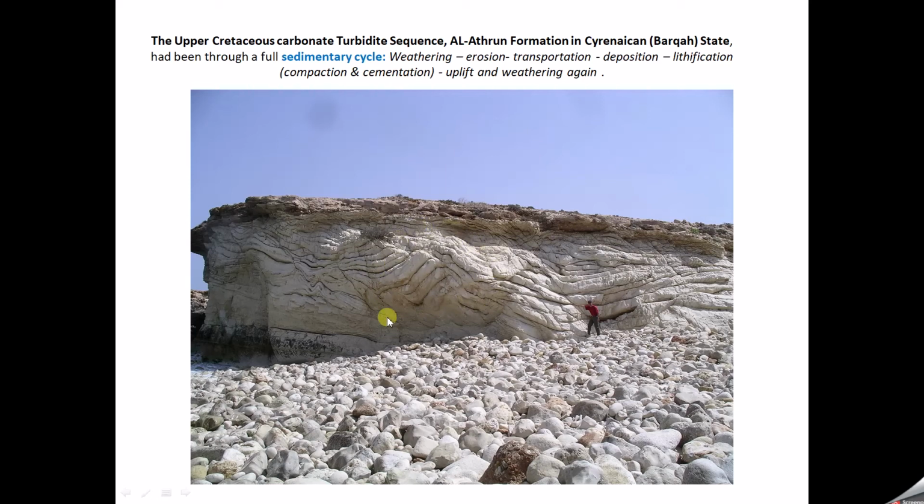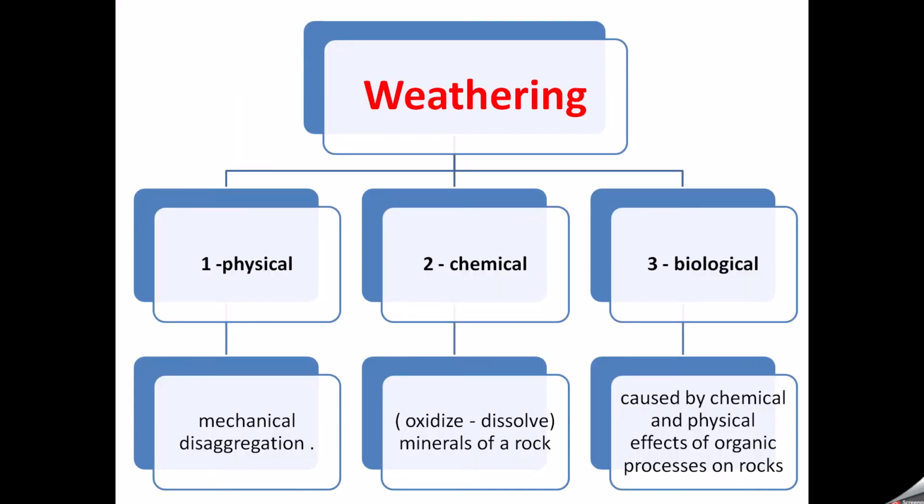These white packages here are just the turbidite sequence. The top here is the weathered surface, Quaternary deposits, and when you see those fractures, they prove the process of uplifting tectonics. So, weathering.